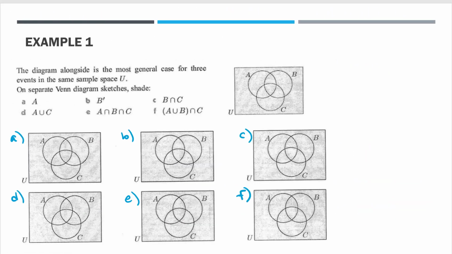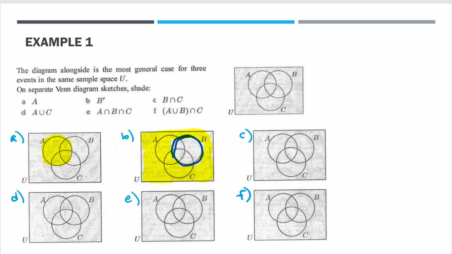In example 1, we're going to do some shading just to get the hang of the Venn diagrams. So for A, it's asking us to shade event A. So I'll take my yellow highlighter and I'll just fill in the circle of event A. Notice that event A does share some space with B and C. For B, it's asking us to do the complement of B, so everything except for B. So I'm going to just kind of outline B here. Very sloppy, sorry. And then I'm going to shade everything outside of B.